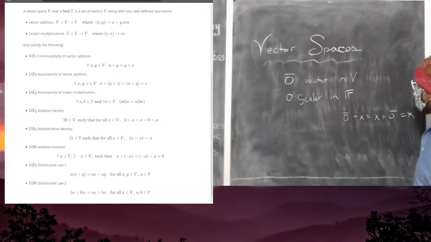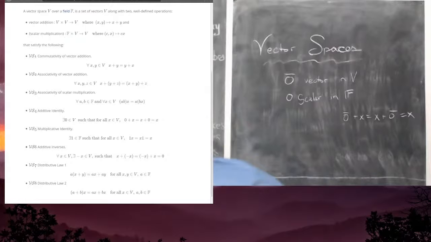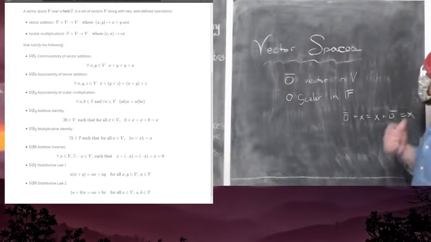Anyway, the rest of these axioms, we have an important one: we have additive inverses. That's what axiom 6 says. We have the multiplicative 1 in the field, so we have an identity. And then we have these 2 distributive laws. That's pretty standard stuff.